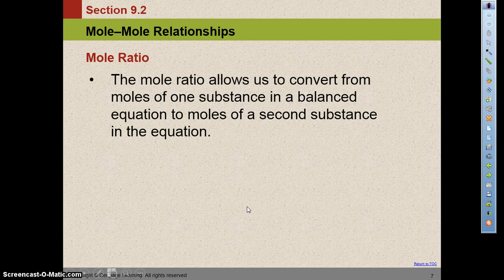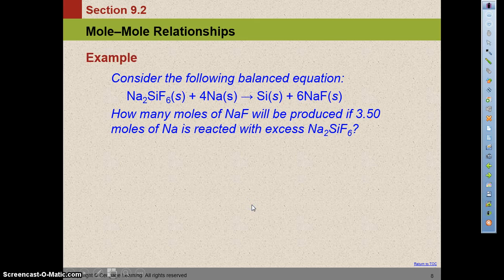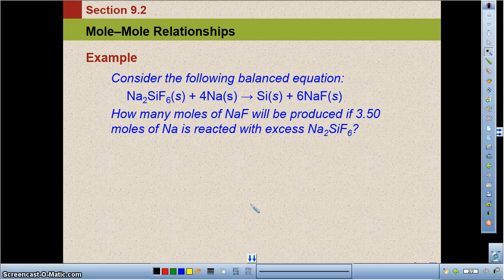The mole ratio allows us to convert from moles of one substance in a balanced equation to moles of a second substance in the equation. Let's look at this example. This is how I want you to set every problem up that you're going to do. We're going to use the balanced reaction, and we're going to put information underneath the different compounds in the reaction.